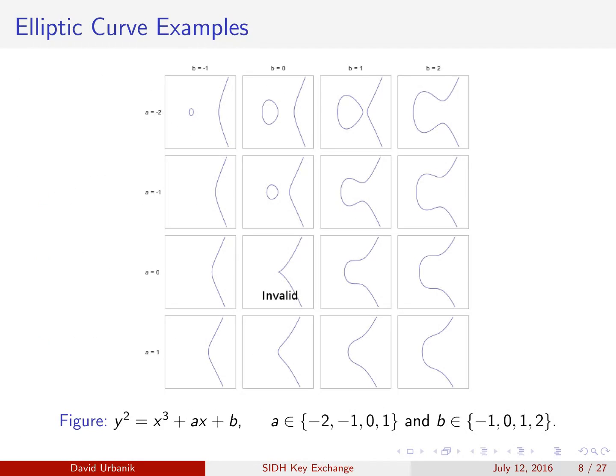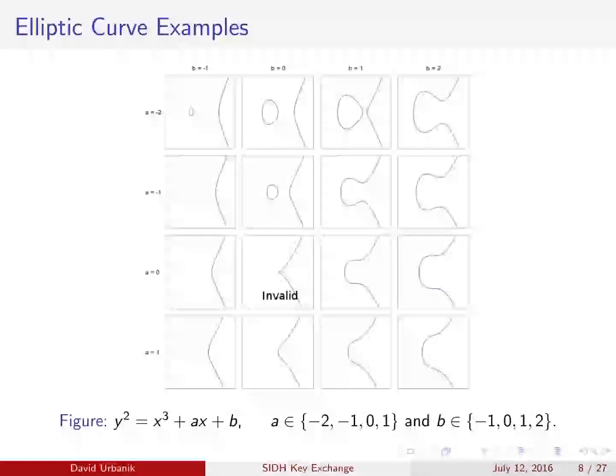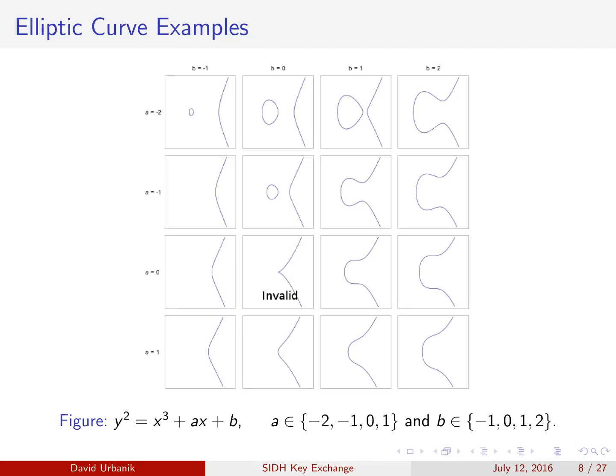So here's some pictures. It's important that you sort of see an elliptic curve, and so it's not just an equation. So basically what's happening here is that we're varying the values of A and B for this Weierstrass equation. And this one here is invalid because it has this cusp here, and there's no unique tangent line at that point. I don't know how well these diagrams come out, but hopefully you can see that.